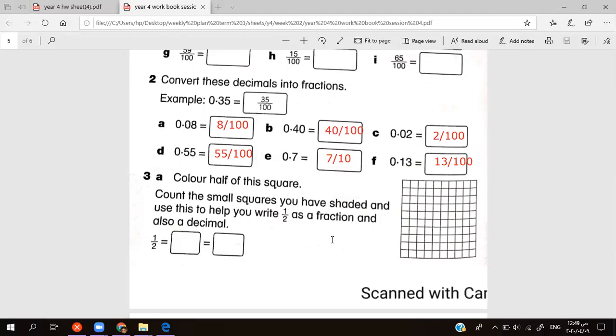Okay. Here it is asking us to color half of this square. This is 100. So definitely let's color half of it, which is 50, or 5 rows or 5 columns. Okay. So here is a 1, 2, 3, 4, 5. So this is half of it.